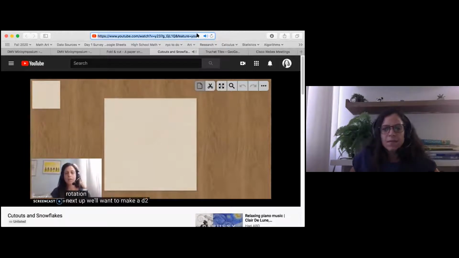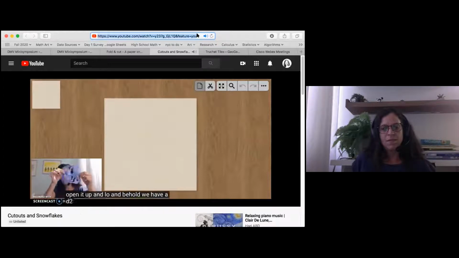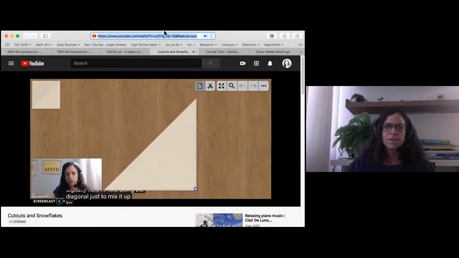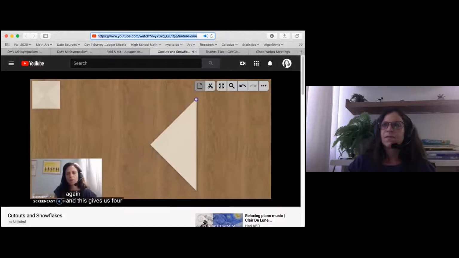Next up, we'll want to make a D2, which means we want two lines of reflection. So let's start off with our same paper and fold it in half once, and then fold it in half again. Make some cuts, open it up, and lo and behold, we have a D2, so two lines of symmetry. We can also do this digitally. Here I'll fold along the diagonal just to mix it up. That's once in half and then in half again. And this gives us 4 equal regions.